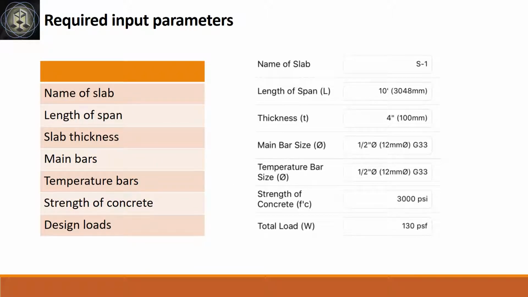Identify all input parameters required in our design problem. We name the slab as S1 with 10 feet span and 4 inches thick. Half-inch diameter bars grade 33 for both main and temperature bars. Strength of concrete is 3000 psi and a total load of 130 psf.